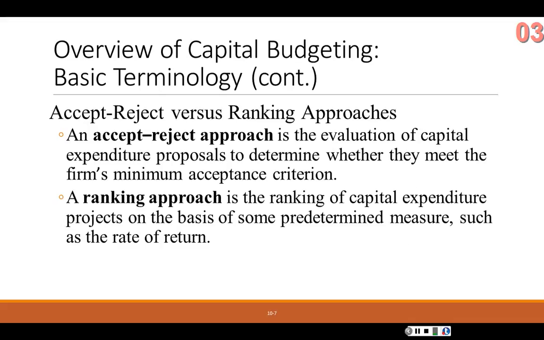If a company has unlimited funding, they operate under an accept or reject approach. They evaluate capital expenditure proposals and determine whether or not they meet minimum acceptance criteria. If they meet the criteria, they accept. If they don't, they reject. Most companies use a ranking approach. This is where capital expenditures are ranked on the basis of some predetermined measure, such as rate of return. So they would rank projects based on their rate of return and only accept the highest.